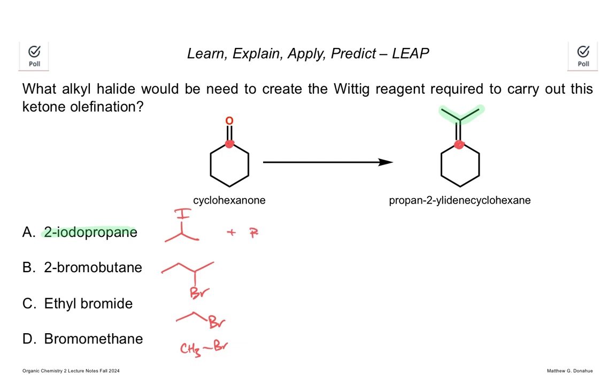So if we reacted that with triphenylphosphine, that gets us the salt. Then we can deprotonate that with base and butyl lithium. That's the Wittig reagent. And then that will do the condensation to install those 3 carbon atoms.